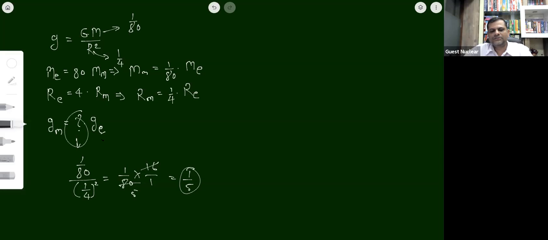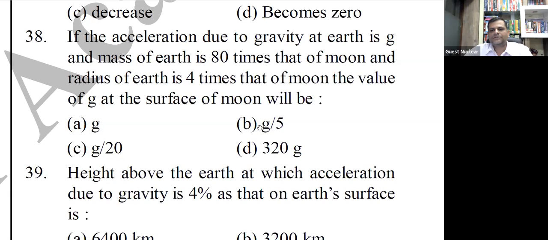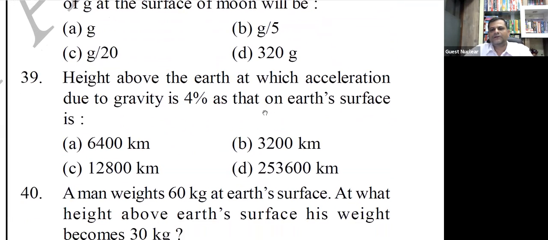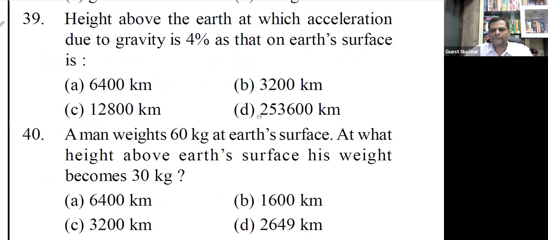So what is the value we put in place of the question mark? 1/5. So we can say that the gravity of moon will be 1/5 of the gravity of Earth here. So this is going to be the correct option. g/5 will be the correct option, which is present here in option B. Yes.